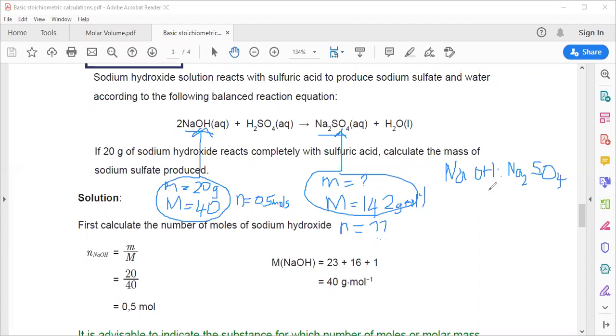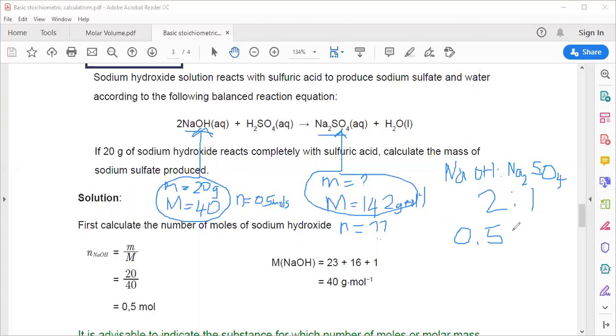My ratio is 2:1. So if I have 2 here, here I must have 1. If I have 5 here, how much must I have here? 2.5, isn't it? But in this case, how much do I have? I've got 0.5.